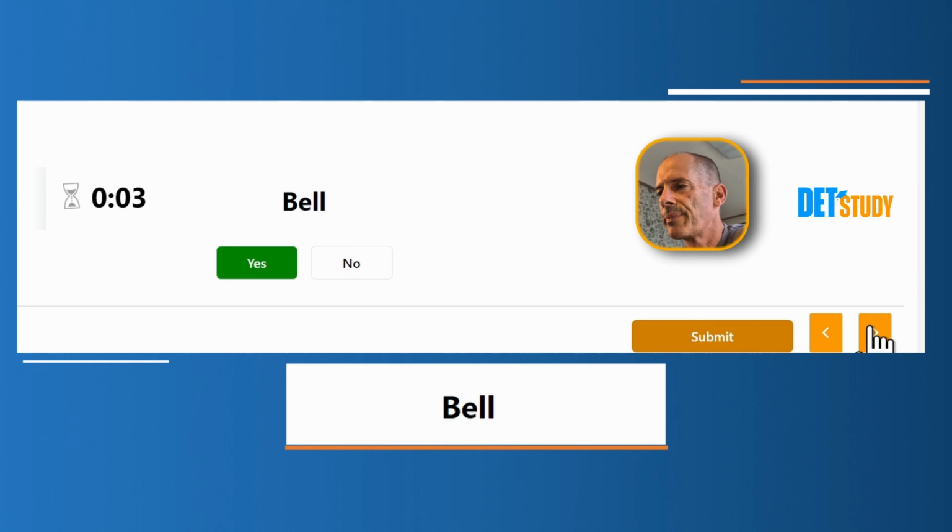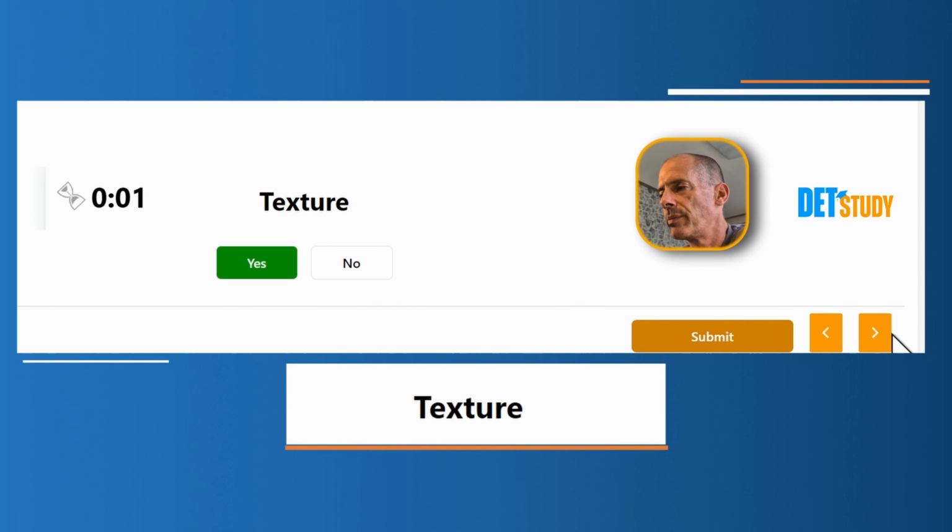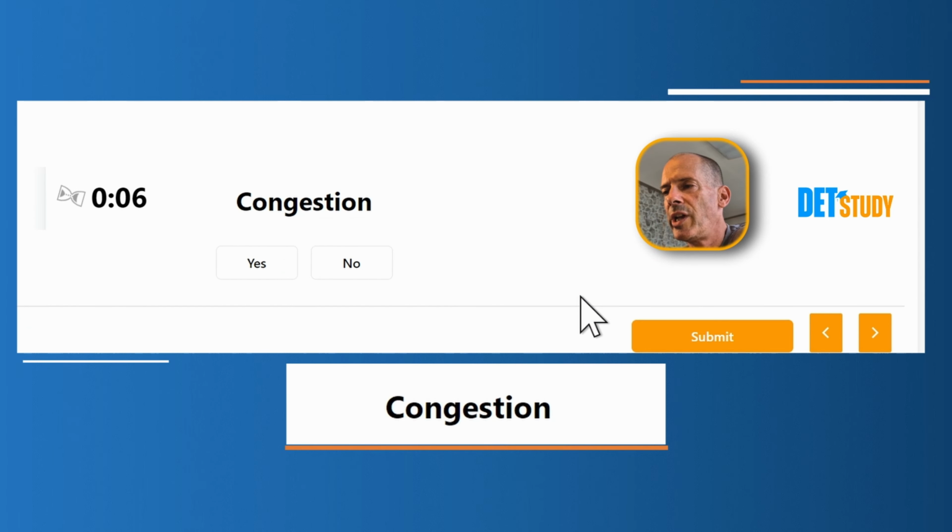Yes. Gizmo. Gizmo sounds like a fancy car or something, but it's not a word. Texture. Yes, texture is a word. Congestion. T-I-O-N. It's a noun. Yes, that's a word.